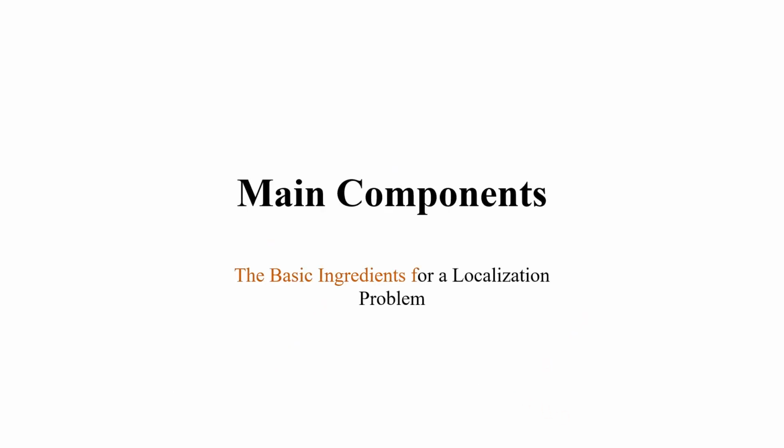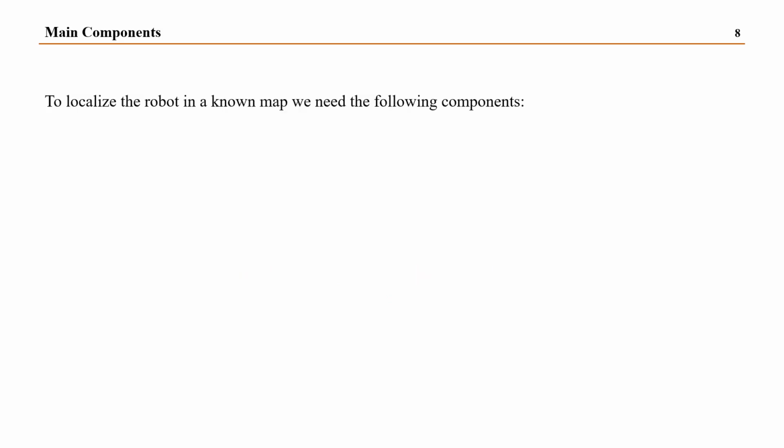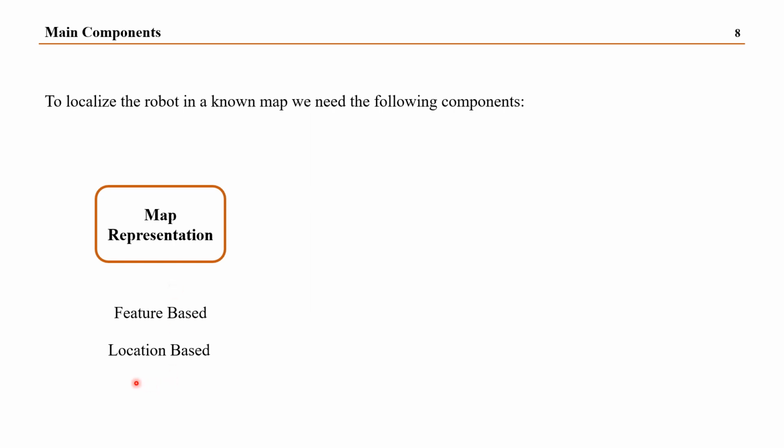Now we're going to discuss the main components, or the basic ingredients, to characterize a localization problem. Now, we need the following components to localize the robot in a known map. First, we need a representation of the map. Now, there are usually two types of representations. They are feature-based and location-based. Here, we're going to focus on a feature-based representation.